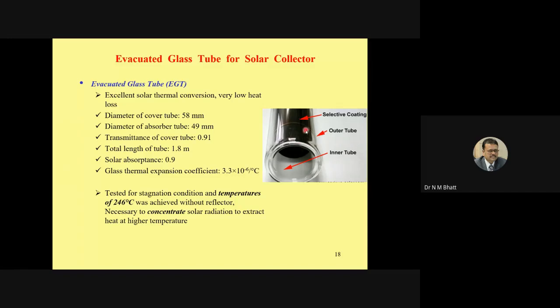It has an outer tube, which you can also refer to as a cover tube. You have an inner tube that you can also call an absorber tube. The outer surface of the inner tube is selectively coated. The space between the two tubes is completely evacuated.